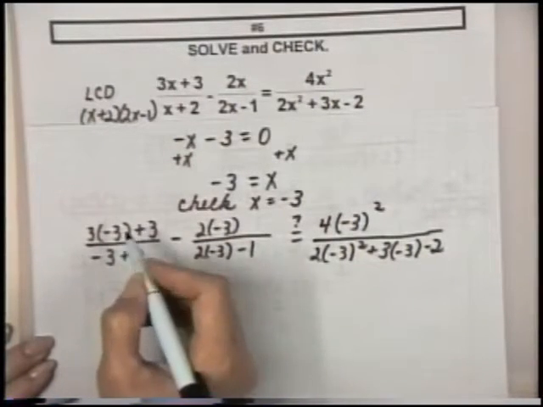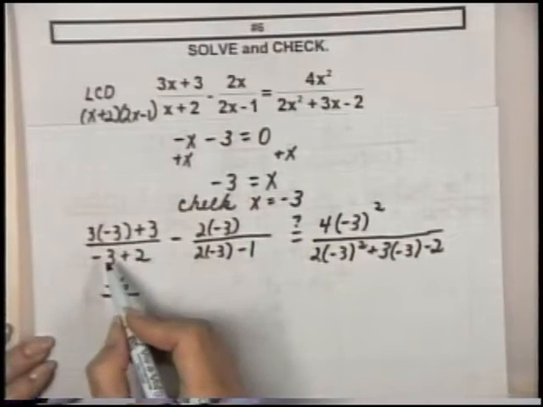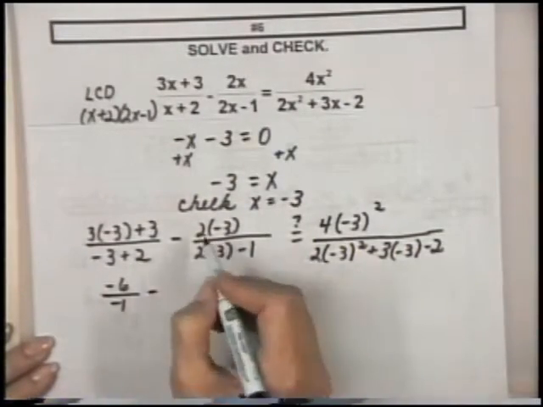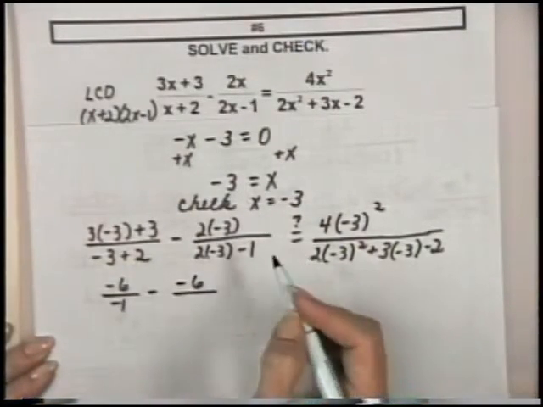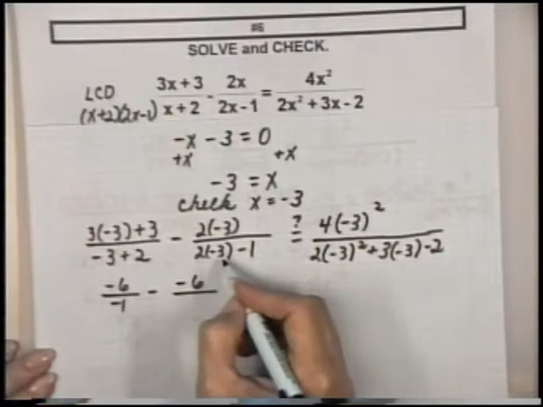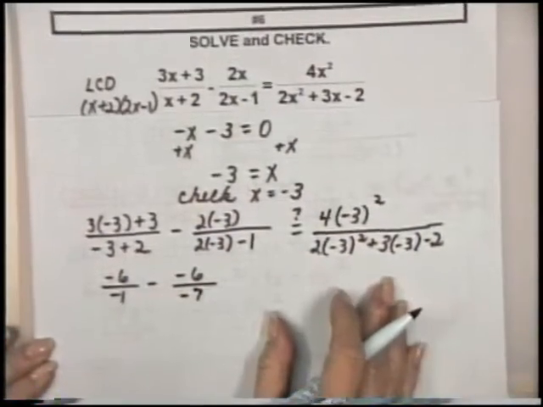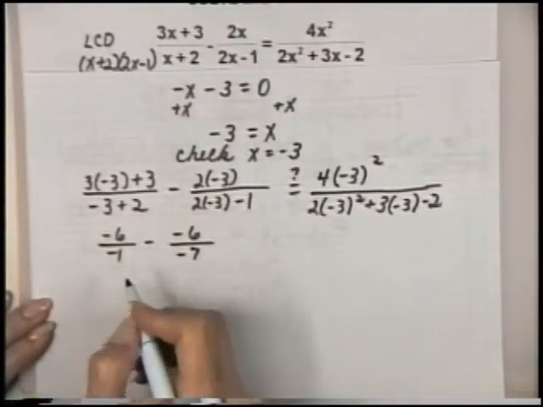For my first fraction, 3 times negative 3 is negative 9. Negative 9 plus 3 is negative 6. In the denominator, negative 3 plus 2 is negative 1. Subtract 2 times negative 3 is negative 6. In the denominator, 2 times negative 3 is negative 6. Subtract 1 is negative 7. Let's clean up these signs.